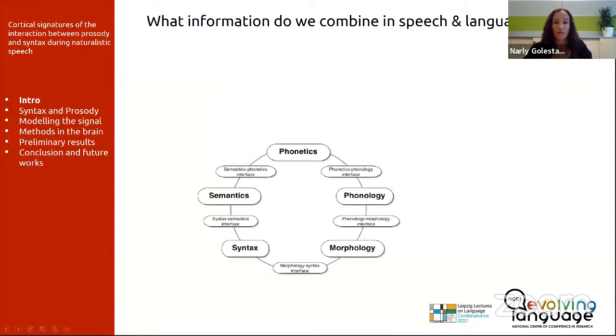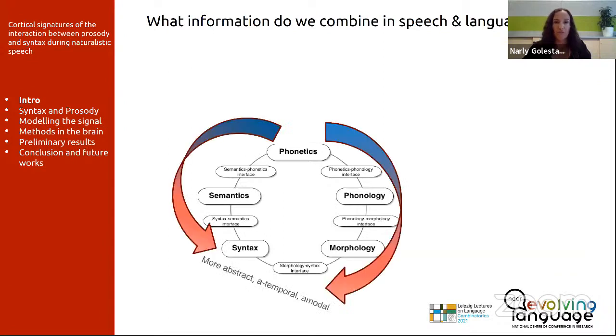So the first question is, what information do we combine in language? I think we can all agree that spoken language contains information at different levels of granularity, starting from the acoustic information contained in the speech signal to the phonetic contrasts that are used to contrast meaning in a particular language, so phonology, to syllables and lexicosemantic items at the suprasegmental level, and then to sentences in natural speech. And as we move from these more acoustic to the higher levels of linguistic information, one becomes increasingly more removed from the underlying acoustic information to progressively more abstract, atemporal, and possibly amodal representations.